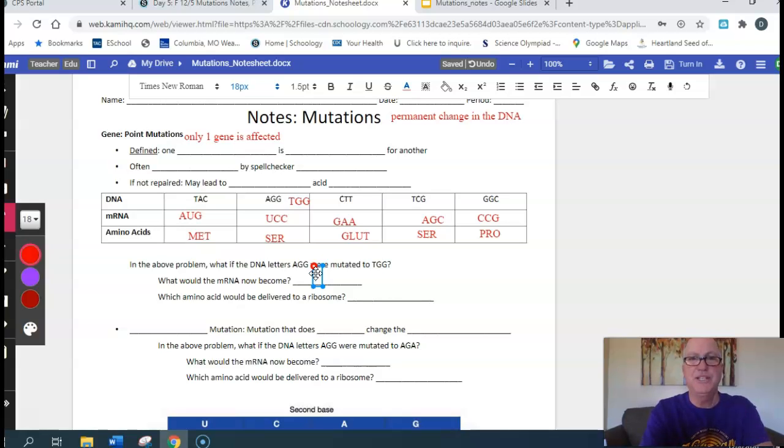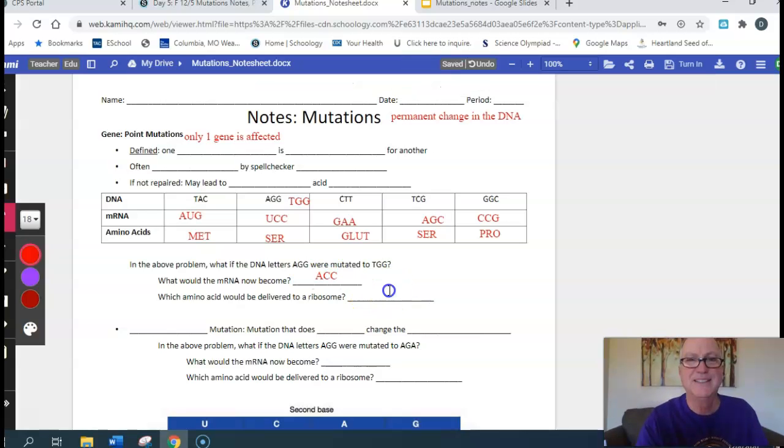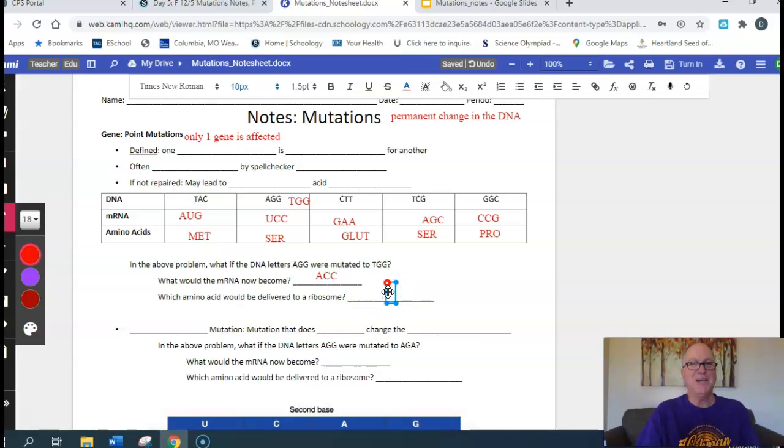Well, TGG is a DNA piece, so ACC. It's a mutation. Okay, ACC would be what this RNA right here would be. Instead of UCC, it's now ACC. So what amino acid does that code for? Go ahead and look that one up.